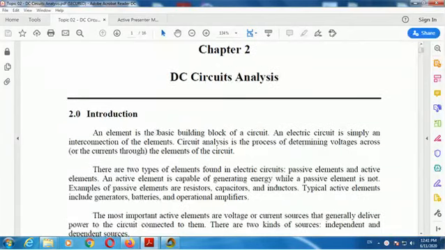Overall, a circuit is made of what? It's made of many elements connected together. An element is the basic building block of a circuit. An electric circuit is simply an interconnection of elements. Circuit analysis is the process of determining the voltage and current through the elements of the circuit. There are two types of elements found in an electric circuit: passive elements and active elements.